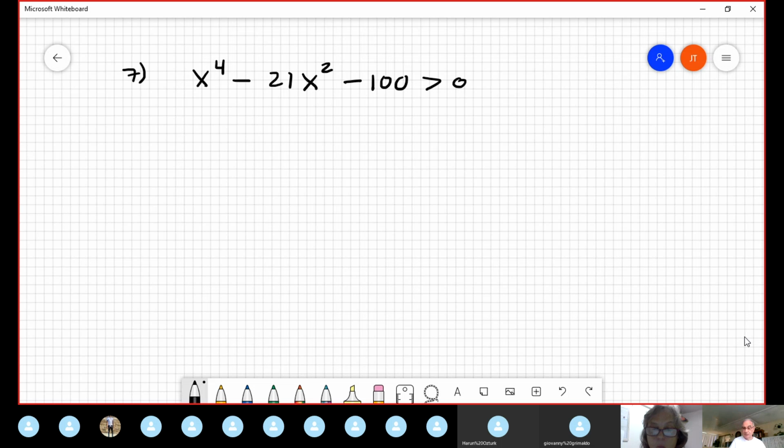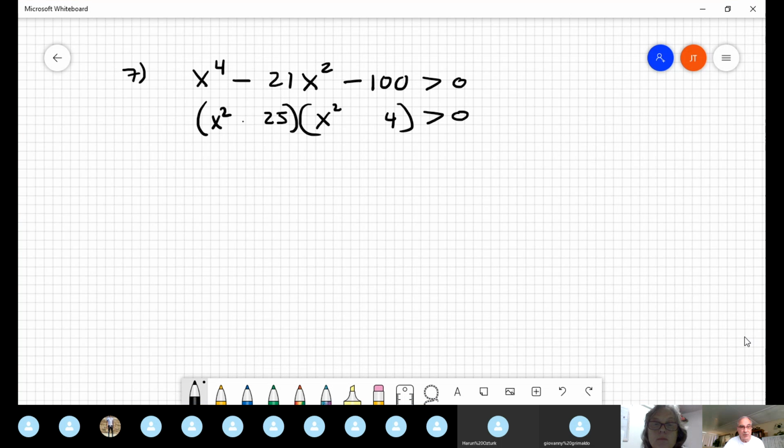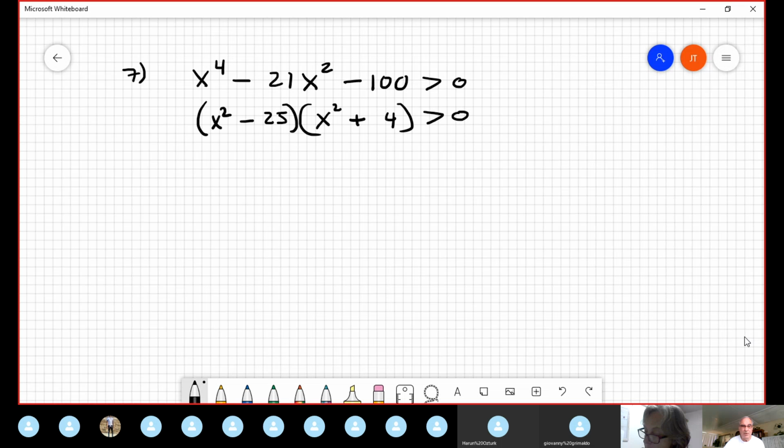Okay? Again, one polynomial inequality. Factorization. Square root of this guy, x squared. But the combination is in between. 121 is 25 and 4, because 25 times 4 is 100 and 25 minus 4 is 21. And the signs are minus and plus. Okay, everyone follow me, right?